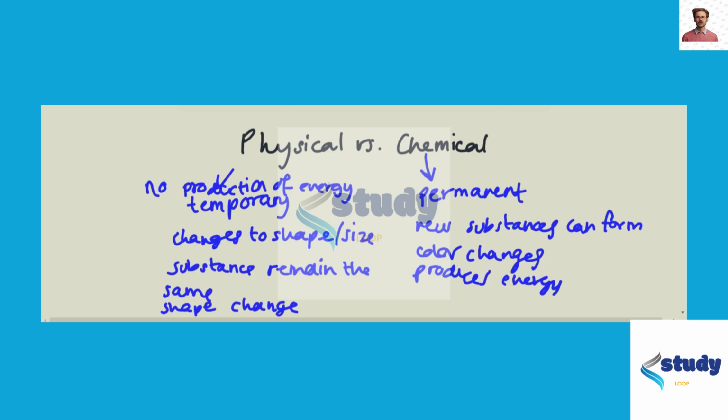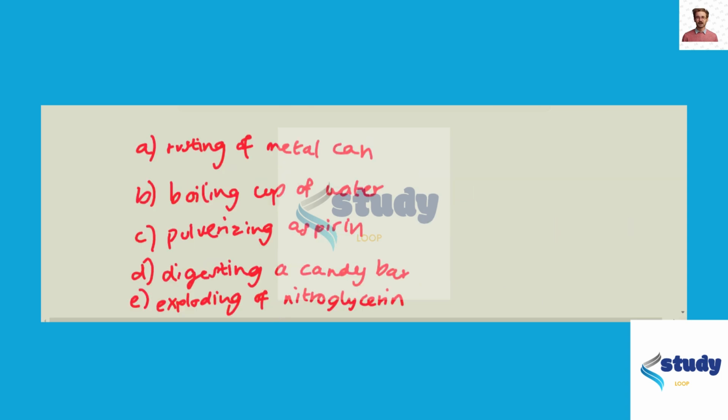Okay, so starting off with rusting of iron, we're looking at a metal can which we are going to assume is made of iron. And what happens during rusting? Iron reacts with oxygen to form iron oxide, and rusting is obviously a permanent process. So we can say that rusting of a metal can is a chemical change or process.